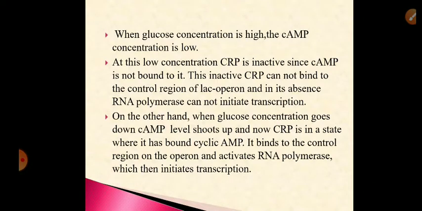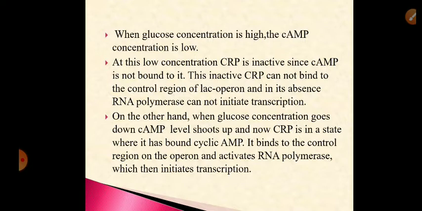But what happens when glucose concentration is high in the cell, or in the medium? The organism utilizes glucose, and hence at that time cyclic AMP concentration is very low. When the concentration of cyclic AMP is low, CRP is inactive because cyclic AMP is not bound to it. The inactive CRP cannot bind the control region of the lac operon, and in its absence, RNA polymerase cannot initiate transcription. That means RNA polymerase needs to be activated to start mRNA and protein synthesis. That is done only by CRP bound to cyclic AMP.